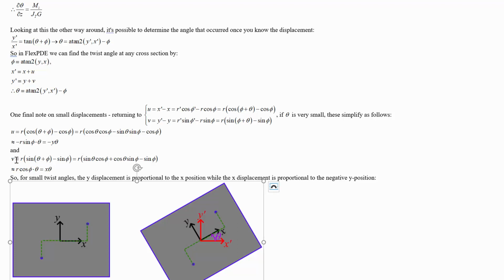What about the y displacement? This ends up being just r cos phi times theta, so that is just x times theta. So the amount up you move is how far you were to the right.